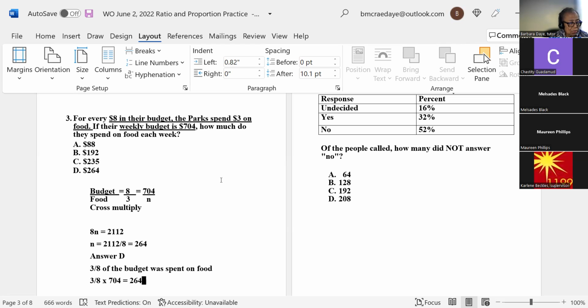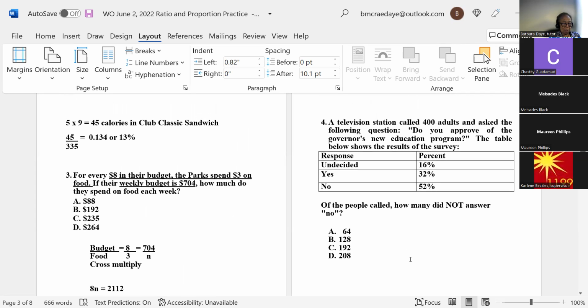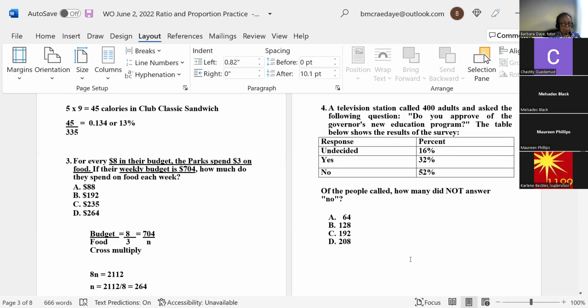Okay, well, let's go ahead to the next problem. I think you have a calculator problem. We'll figure that part out another time. I know how to figure it out. Okay, all right, let's look at number 4.